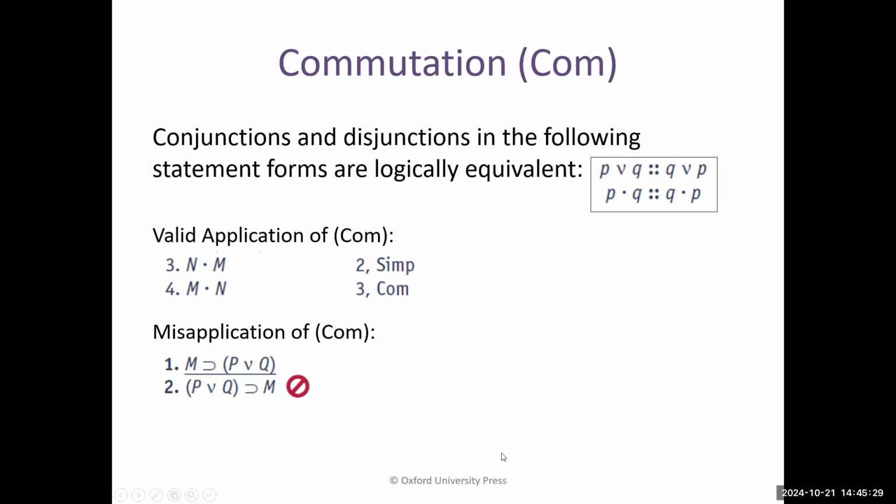3, commutation. I like this one. It's just like a switch of position. So I think of it like you're commuting. When you commute, you change your position, and that's what happens here. So P or Q is logically equivalent to Q or P. So let's just swap their positions. They commute back and forth in the different positions. Isn't that clever? It's kind of cute.